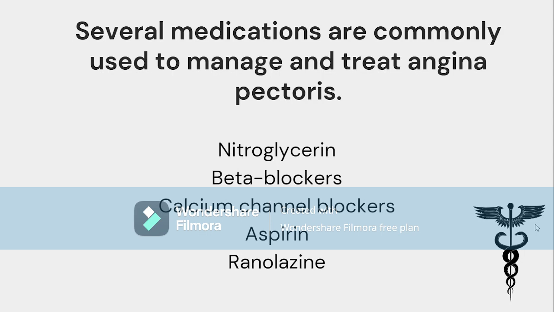Next medication is ranolazine. Ranolazine is a medication that works by reducing the heart's demand for oxygen. It can be used as an add-on therapy for individuals who continue to experience angina symptoms despite treatment with another medication. Ranolazine may be prescribed in combination with other anti-anginal drugs to provide additional relief.